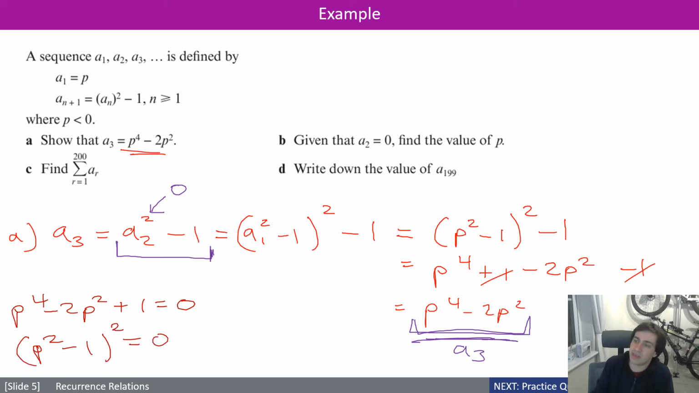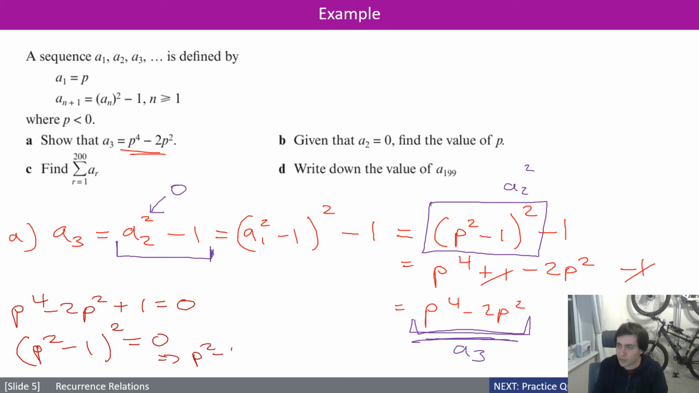However, you wouldn't have needed to spot that, because I was a bit silly in comparing this one here to here. What I could have done is compared that one to this part here. In other words, this thing is A2 squared, or in other words, A2 is P squared minus 1, and P squared minus 1 is 0. We could have done it that way. But it's fine, we've done it this way. We still get the same result.